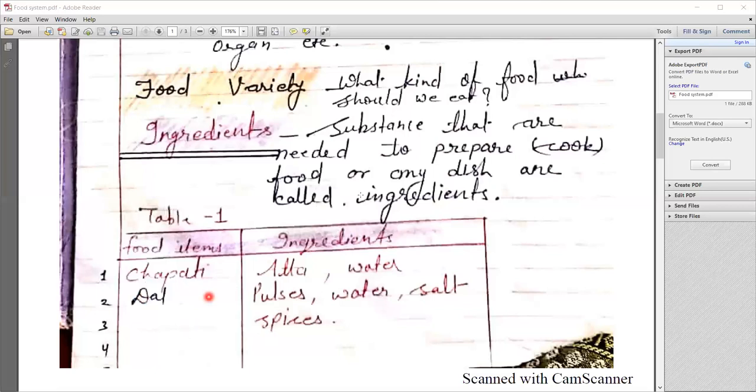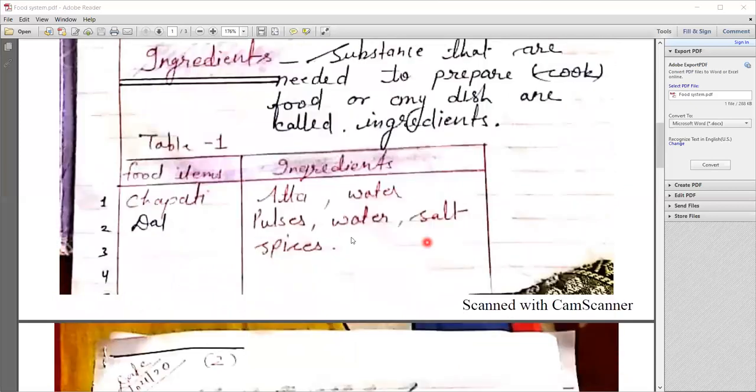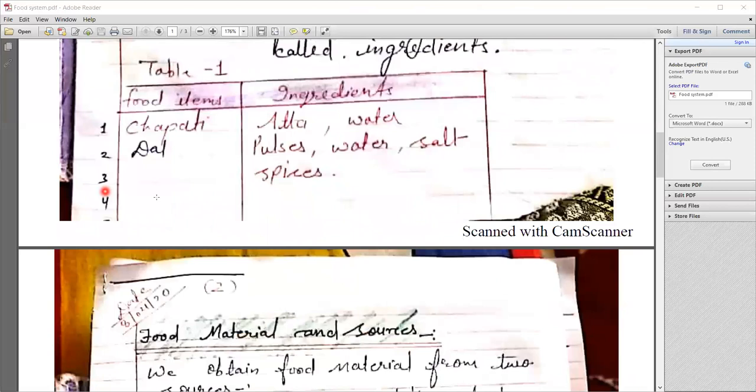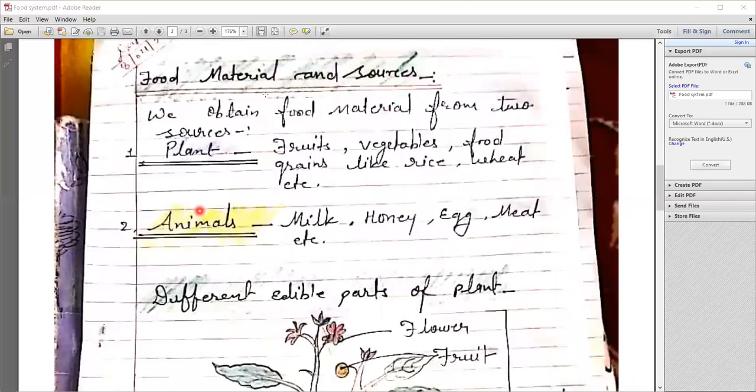So children, here we can easily understand that to make one dish or to cook one type of food, we need more than one type of substance. And these substances which are needed to prepare food are called ingredients. Here in table number 1, I have written 2 food items. Children, you have to complete this table and write 3 more items and the ingredients needed to prepare food.